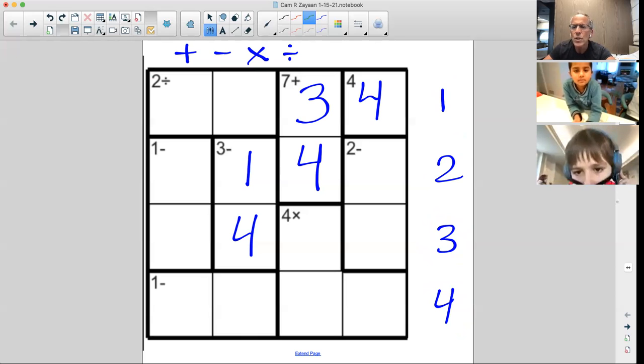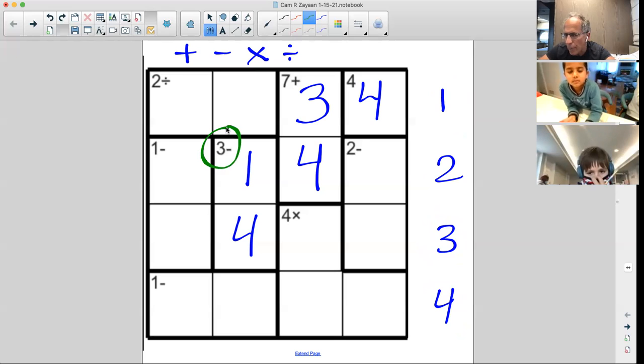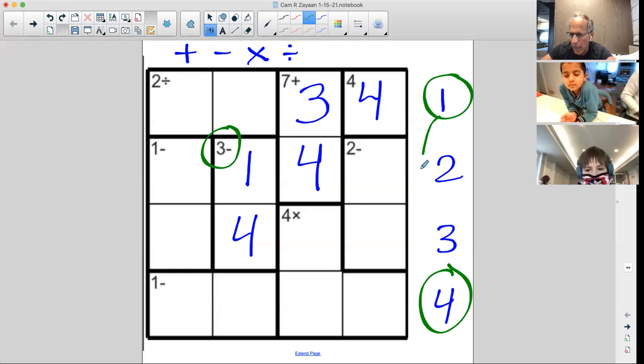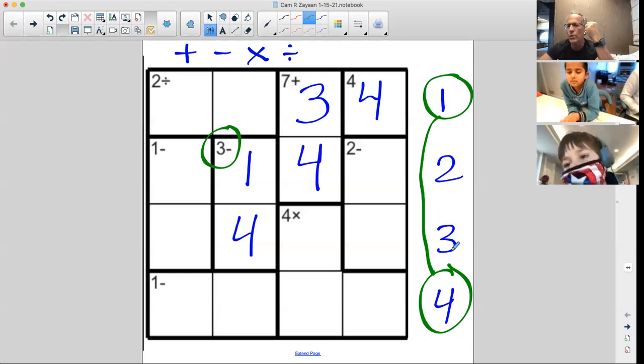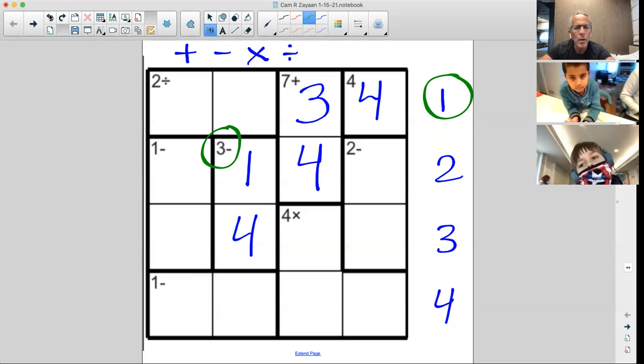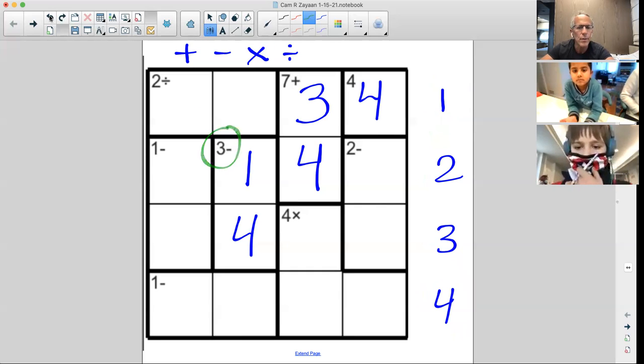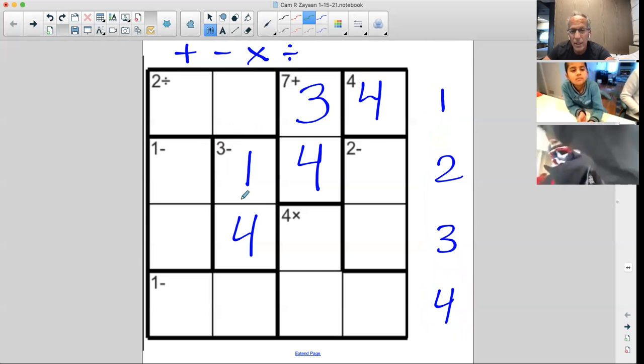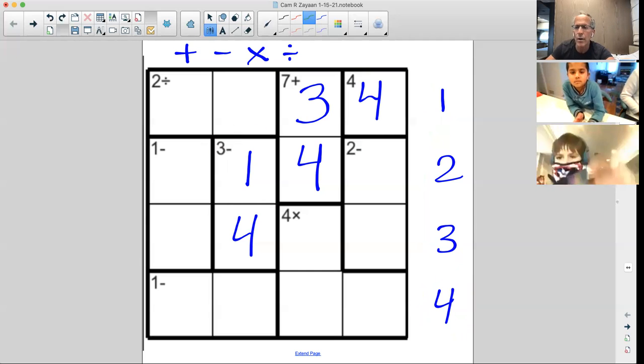Okay. So Zayaan, when I asked you for a difference of 3, the only way to make a difference of 3 is with 1 and 4. 4 minus 1 equals 3. Exactly. Now, Cam, can you tell me which one you would like to do next? Because all of these are definitely there. So now go. 2 division.